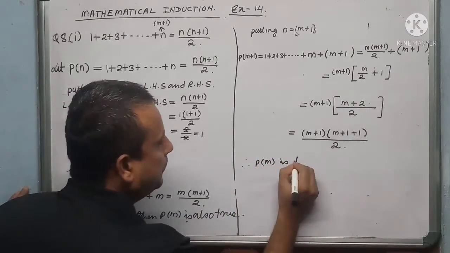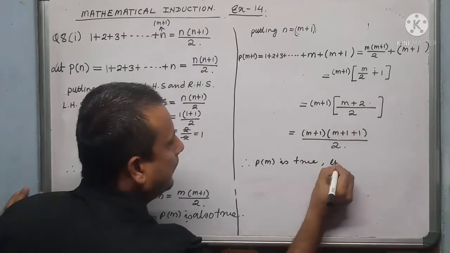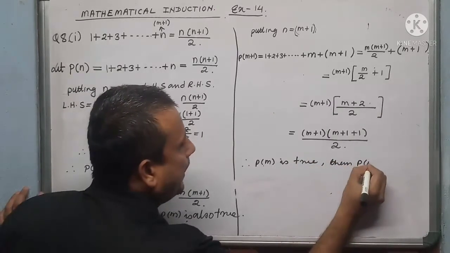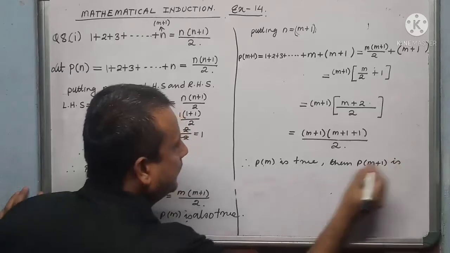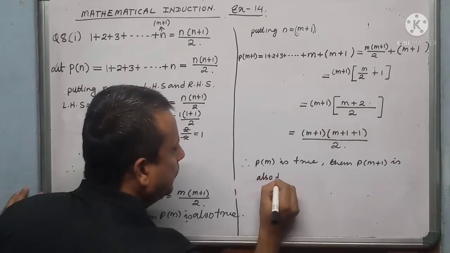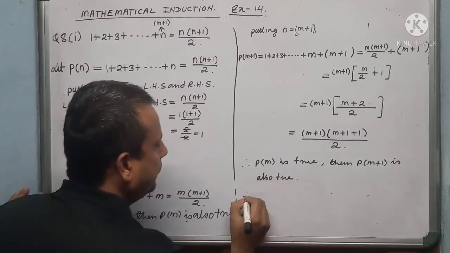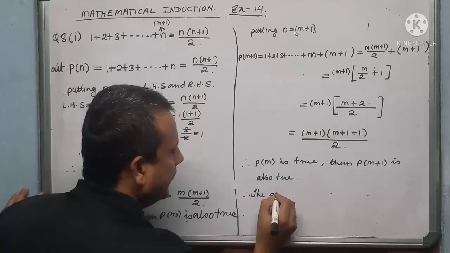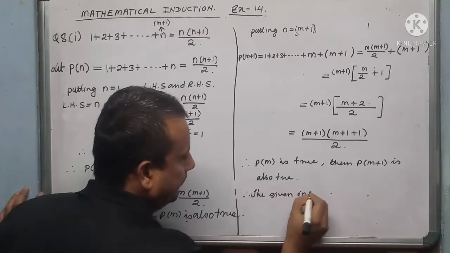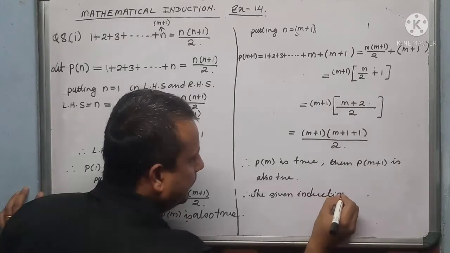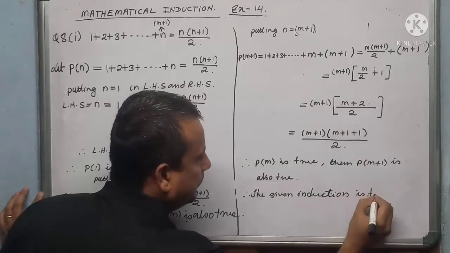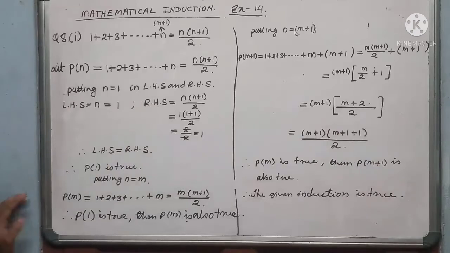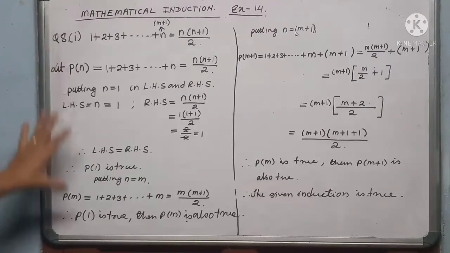Pm is true, then Pm plus 1 is also true. Therefore, the given induction is true. This you have to write. This is the complete solution, and in each and every question you have to follow these 3 steps.